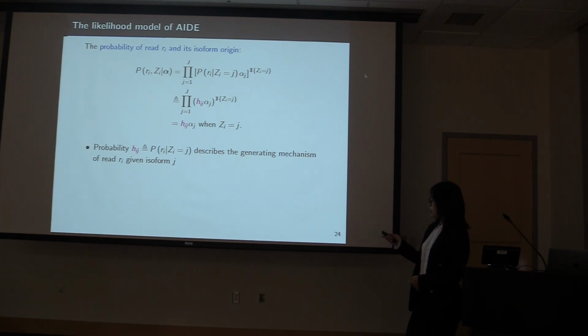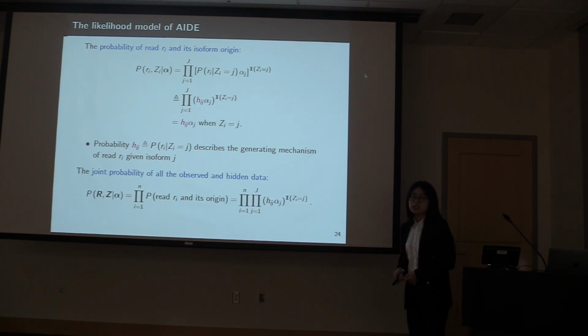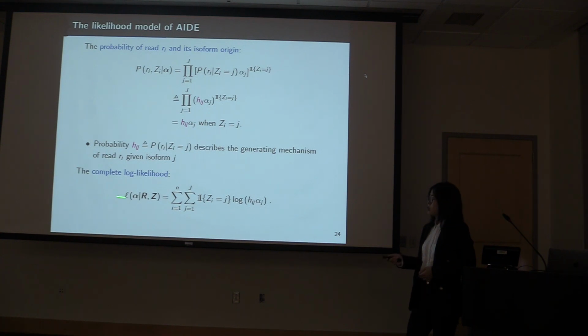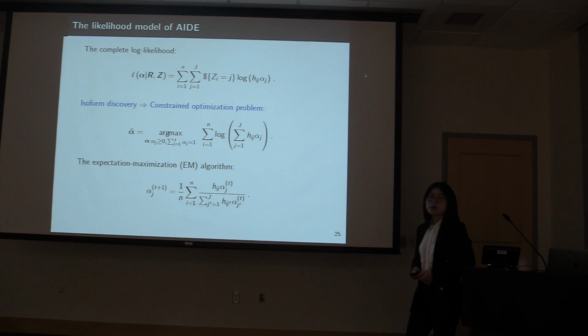But now, based on this result, we can derive the joint probability of all the reads and their isoform origins. This leads to the complete log likelihood of the isoform fraction alpha. Based on this, the problem of isoform discovery is reduced to a constrained optimization problem, in which we aim to maximize the observed log likelihood subject to the constraints that the alpha J's should be greater than or equal to 0 and sum up to 1. It turns out that this problem can be solved using this EM algorithm.